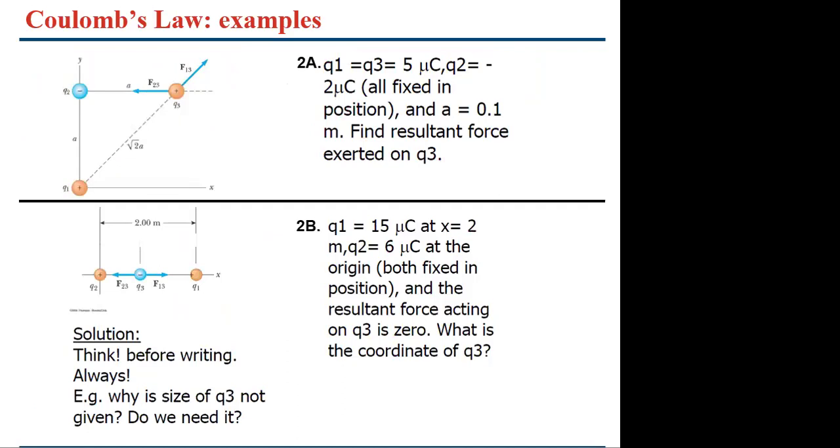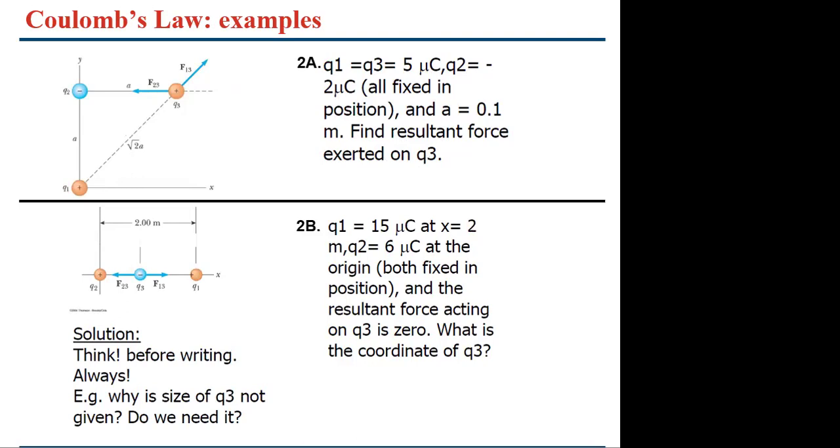In this example, we have charges Q1 and Q2 equal to 5 microcoulomb, and we have another charge located at the origin, Q3 equal to minus 2 microcoulomb. The question is to find the resultant force exerted on Q3. We have the information that the distance between Q2 and Q3 is a, and the distance between Q1 and Q3 is square root of 2 times a. Good, good.